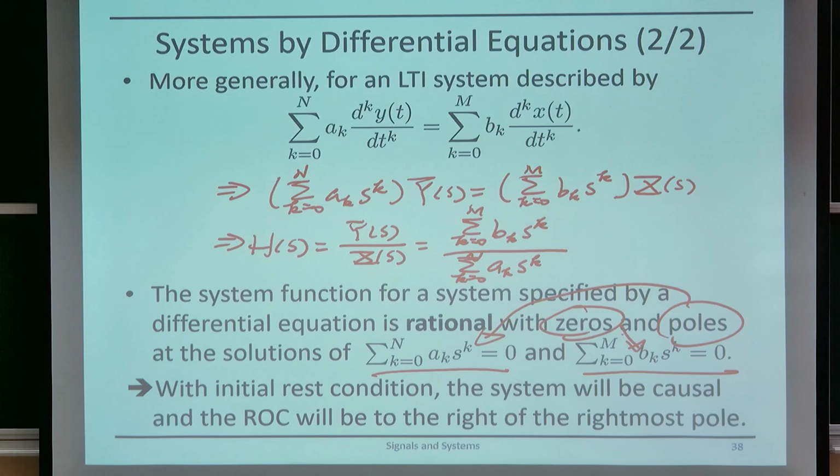Okay. Now, previously, we were accustomed to giving the condition of initial rest when solving the system of linear equations. So when you are given the condition of initial rest, you can show that the system must be causal, and therefore, the region of convergence should be the right half plane, and because this is rational, it should be to the right of the rightmost pole. Okay?